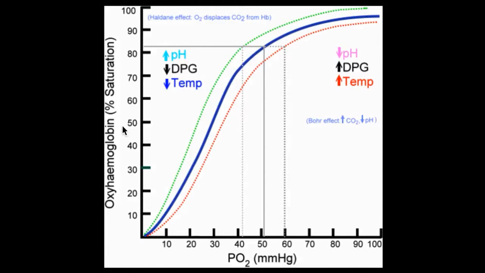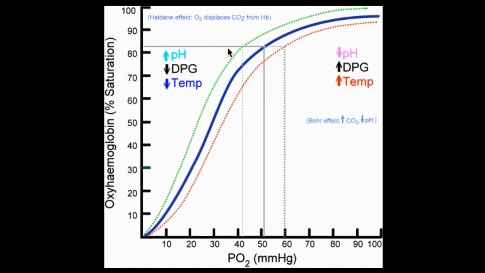And then over here on the y-axis, you have oxyhemoglobin percent saturation. And so in this case, it is a percent. And 100 represents 100% saturation of the hemoglobin. So that means the hemoglobin's holding as many oxygens as it possibly can. And then down here, it's as little as it can.